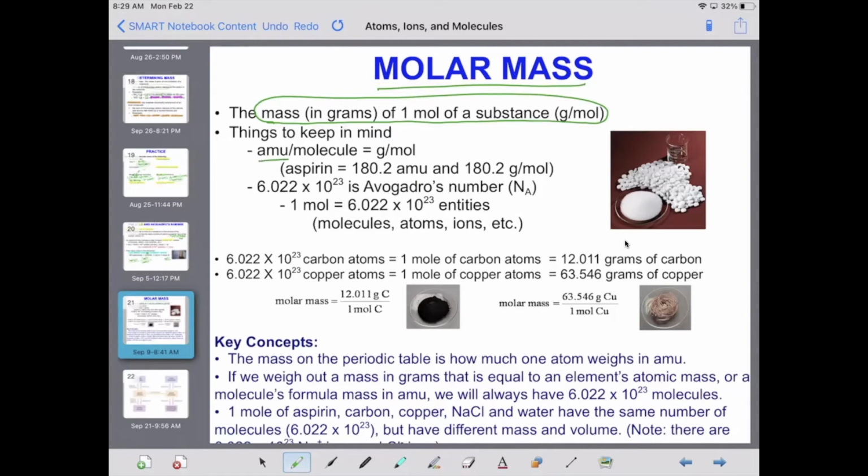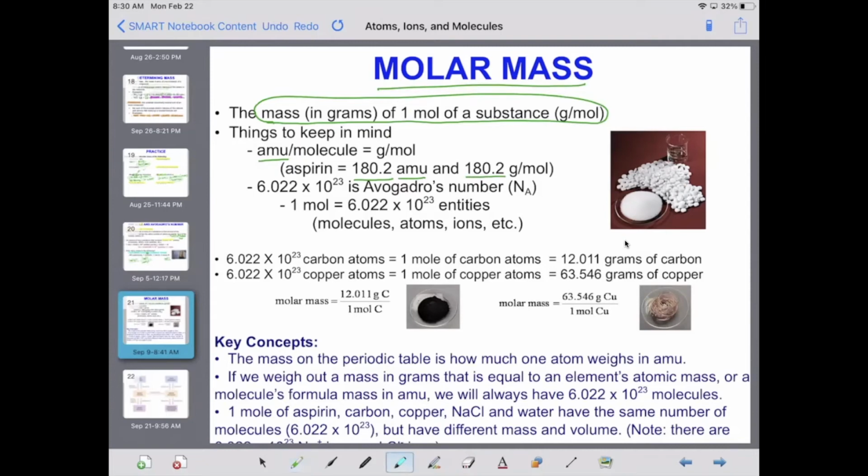So a few minutes ago, when we calculated atomic mass units from the atomic weights on the periodic table, it's the same as saying grams per mole. So for aspirin, for example, we calculated that there was 180.2 atomic mass units, and that means that it also is 180.2 grams per mole. Now there's 6.022 times 10 to the 23rd pieces in any mole. 1 mole equals 6.022 times 10 to the 23rd pieces.